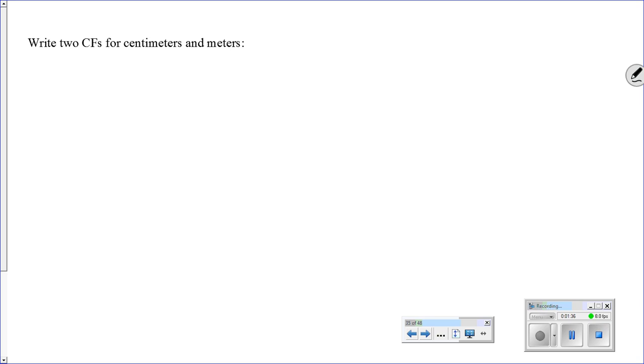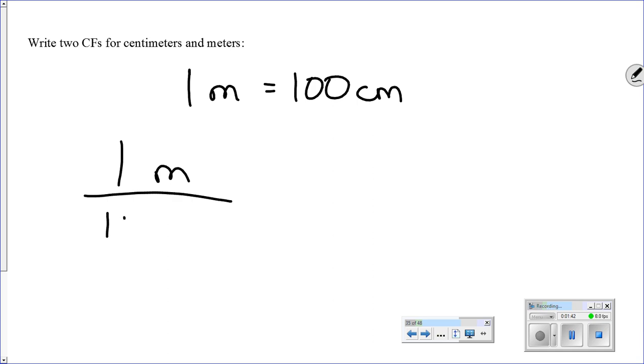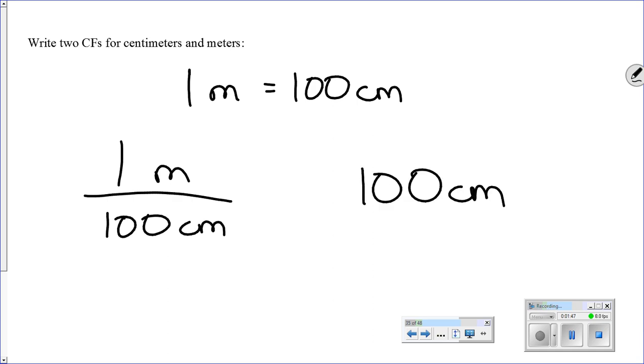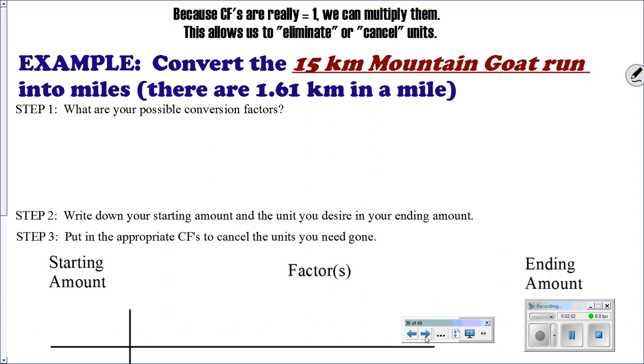So if we wanted to look at centimeters and meters, you'd say, okay, 1 meter is 100 centimeters. So you could either write 1 meter over 100 centimeters or 100 centimeters over 1 meter. So what's nice about this is, we can actually use these to convert units and solve problems, as I mentioned before. And we have a lot of flexibility in how we can use these, since we can flip them because they're equivalent to 1.